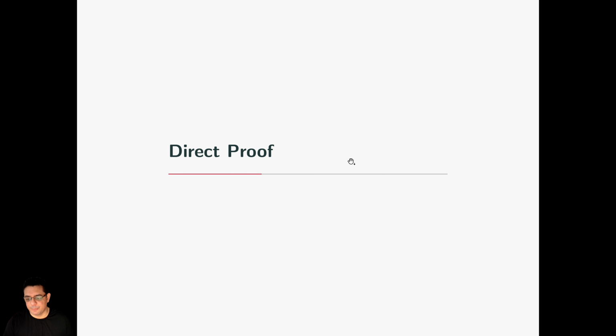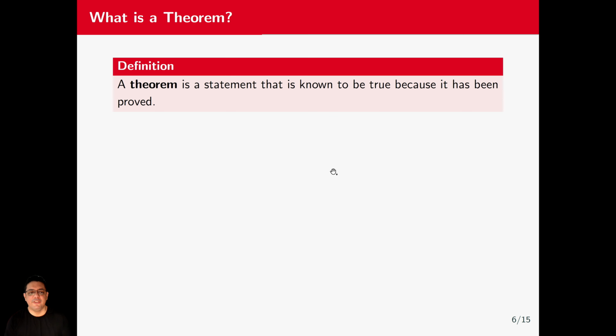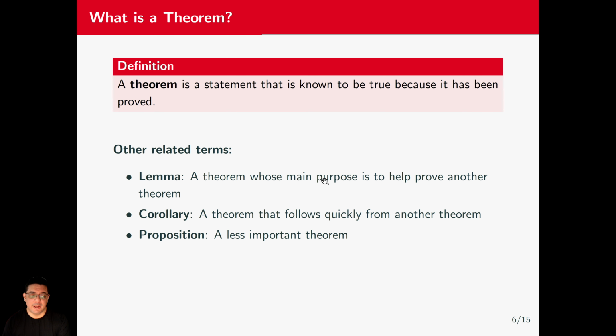Now, let's talk about direct proof, which is the important meat of this section. First of all, we need the definition of what a theorem is. A theorem is a statement that is known to be true because it has been proven. There are certain related terms to a theorem which work in the same dimension. For example, a lemma is a theorem whose main purpose is to help prove another theorem. So it's like an intermediate result to get to the result of the theorem.